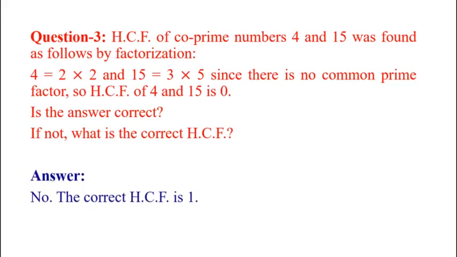So, the answer is like this. The SCF of 4 and 15 is not 0. This is 1. The correct SCF of 4 and 15 is 1. You know that the SCF of two co-prime numbers is 1.